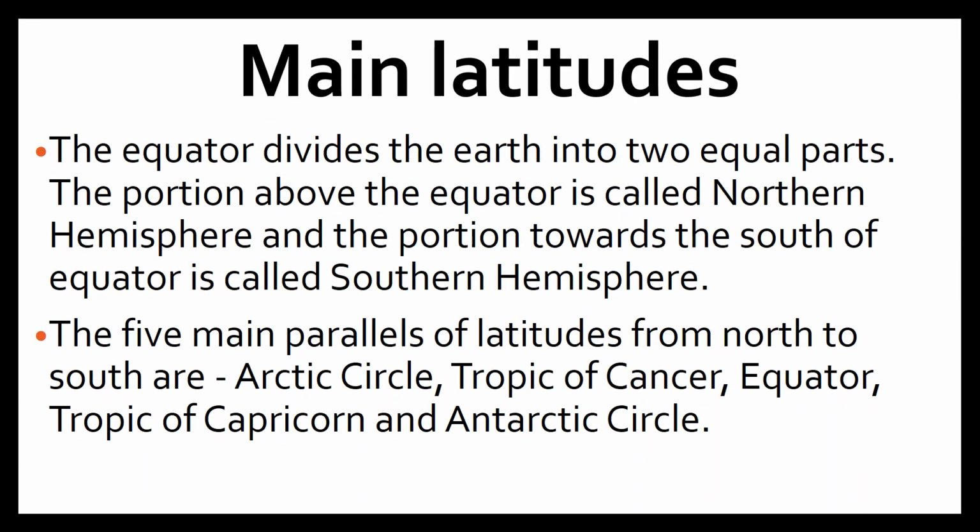Let's understand the main latitudes of the earth. The equator divides the earth into two equal parts. The portion above the equator is called the northern hemisphere, and the portion towards the south of the equator is called the southern hemisphere. The five main parallels of latitude from north to south are Arctic Circle, Tropic of Cancer, Equator, Tropic of Capricorn, and Antarctic Circle.